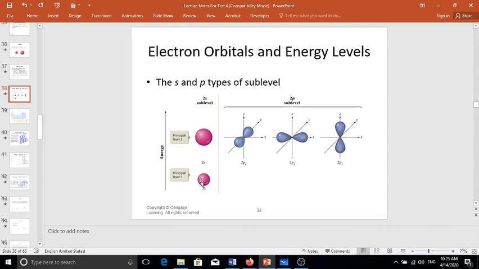You also want to remember that the difference between 1s and 2s is that 2s has higher energy than 1s. And then all 3 of the 2p orbitals have higher energy than 2s. But these 3 2p orbitals have no difference in terms of energy or shape. They're the same. They're just pointing in different orientations.